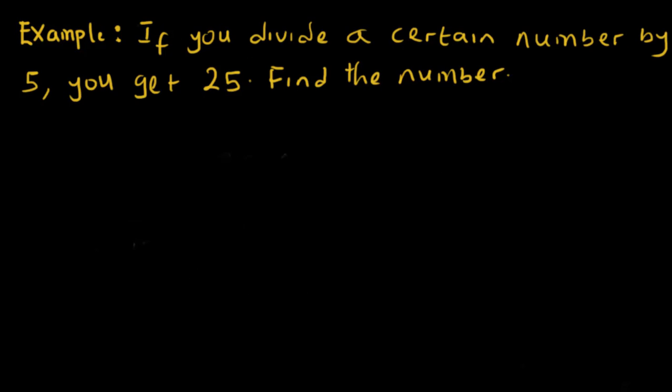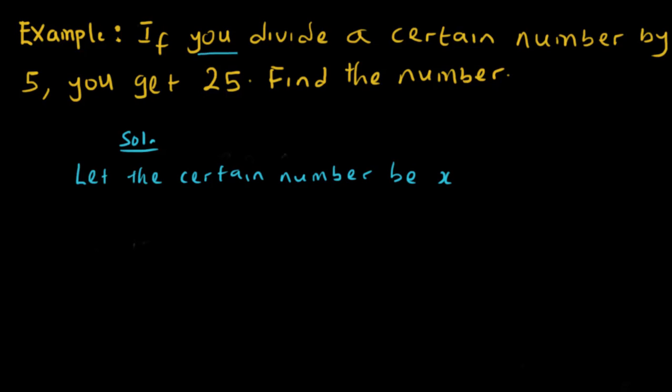Now let's do this. If we divide a certain number by 5, you get 25. Find the number. Now remember, the first thing, let the certain number be any letter. So we can put x. Now we'll go back to the question. If you divide a certain number x by 5, you get 25, so x over 5 equals to 25. Then we have find the number.